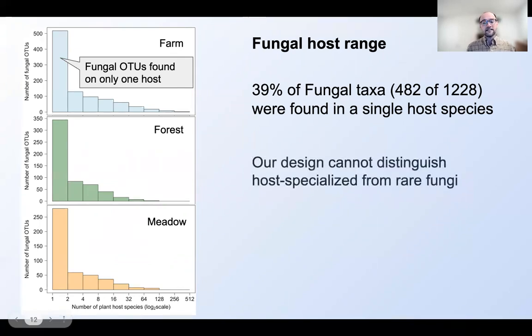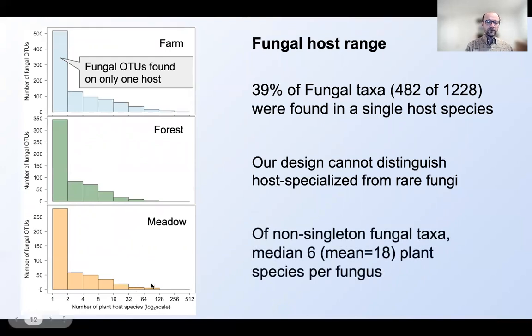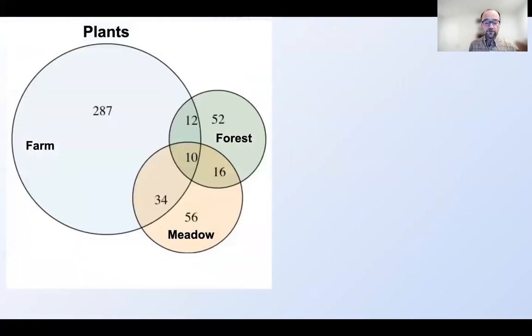Now, our sampling design does not allow us to distinguish between host specialized and rare fungi. So we won't be spending more time thinking about that. But if we do focus on those non-singleton fungal taxa, we find that they have a median of 6 or a mean of 18 plant species per fungus that they are able to colonize and on which we found. So each of these fungi is able to colonize some of them seem to be more limited to single species, but many of them are able to colonize some subset of the plant species available to them.